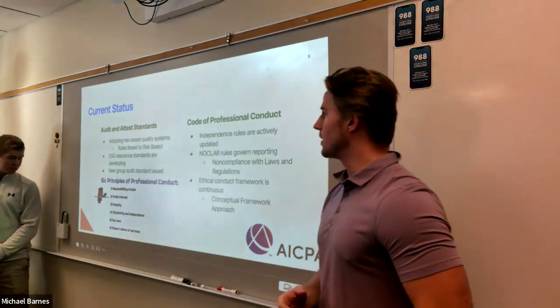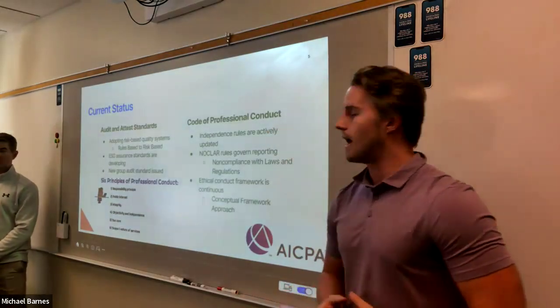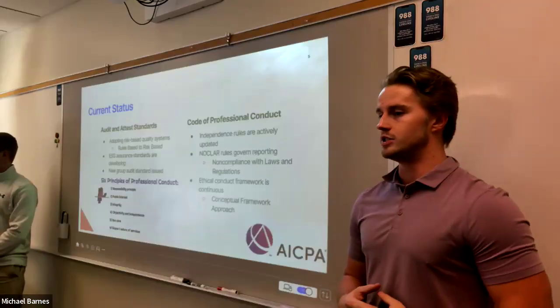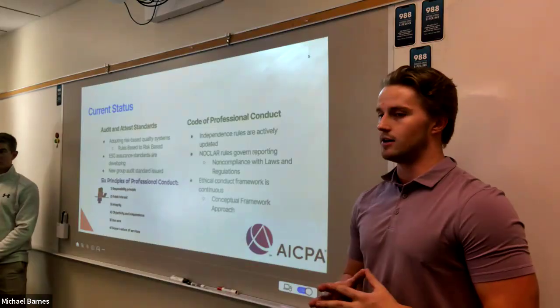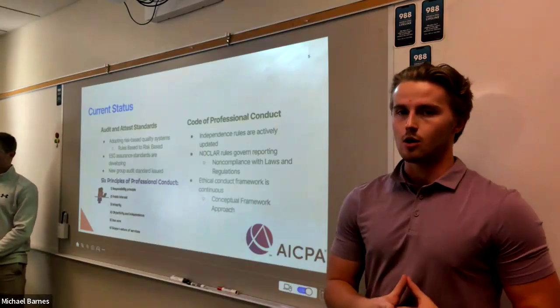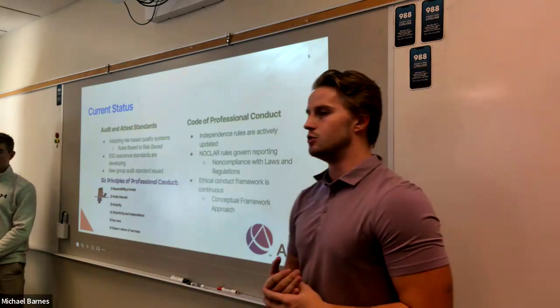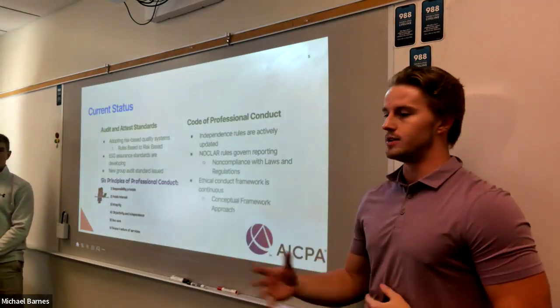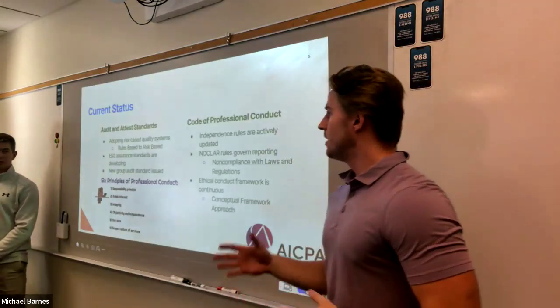So currently, what's going on for audit and attest standards: adopting risk-based quality systems. It used to be rules-based quality systems, but now they switched to risk-based a couple years ago, and that allows auditors to really narrow in on specific risks for companies. So for instance, you would look at a tech firm differently than a manufacturing firm under this new quality system.